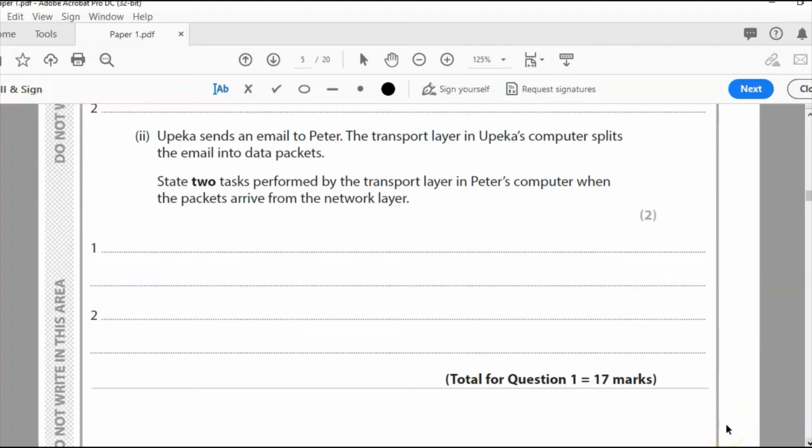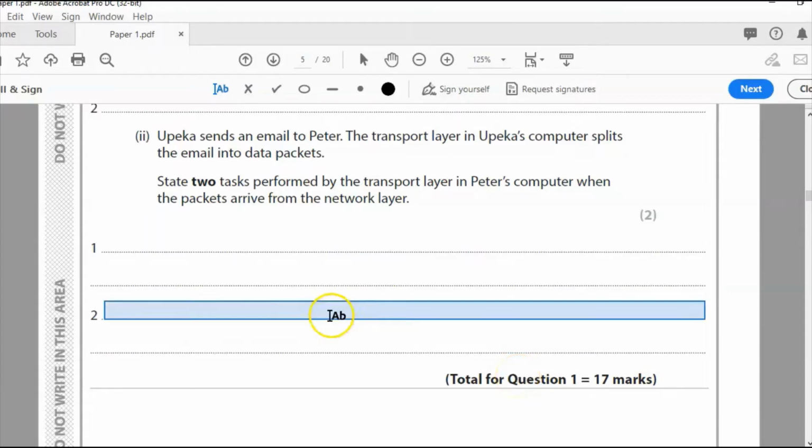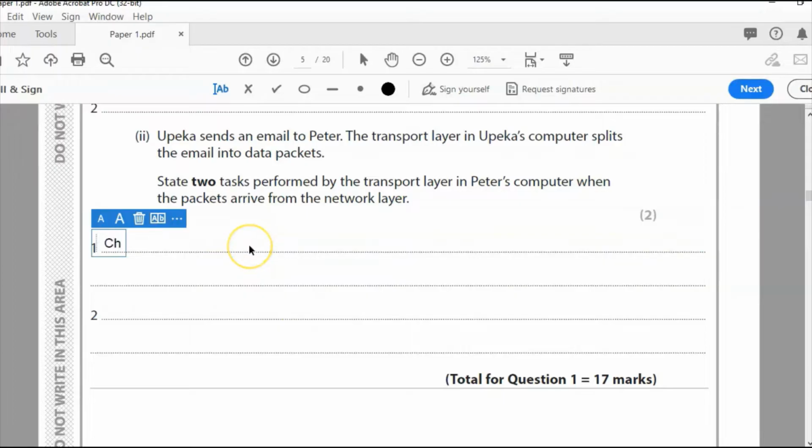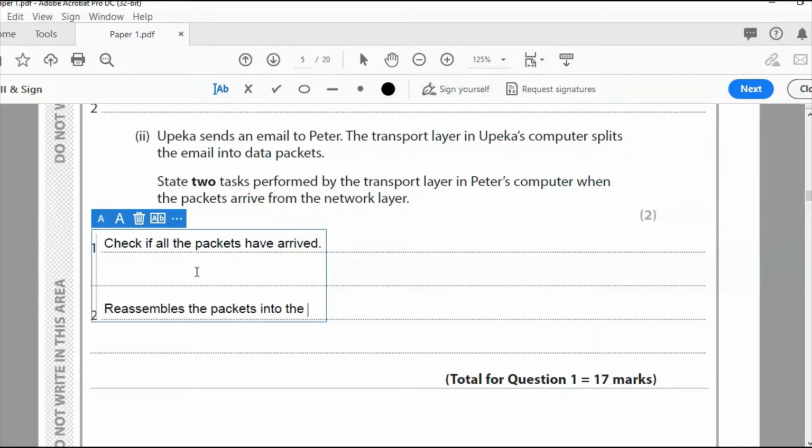Upeka sends an email to Peter. The transport layer in Upeka's computer splits the email into data packets. State 2 tasks performed by the transport layer in Peter's computer when the packets arrive from the network layer. Right, when it comes back from the network layer, you check if all the packets have arrived. Then it reassembles the packets into the correct order. And that completes question 1.